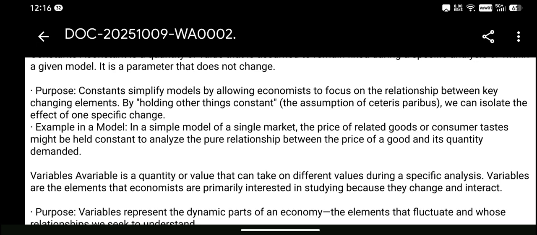Example in a model: in a simple model of a single market, the price of related goods or consumer tastes might be held constant to analyze the pure relationship between the price of a good and its quantity demanded.